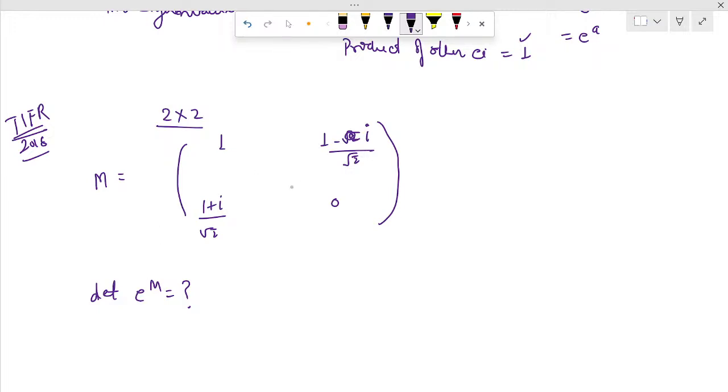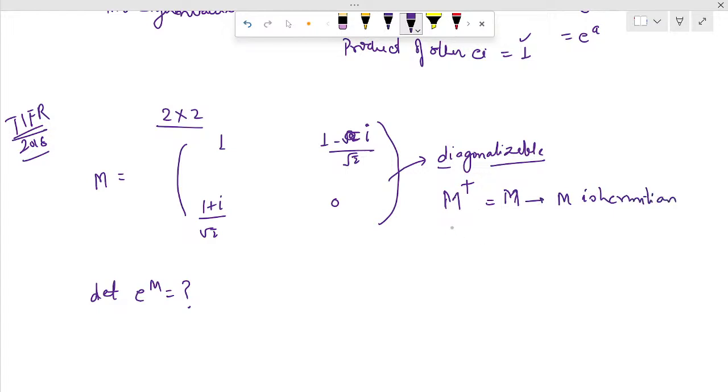So clearly, if I use this, and see this particular matrix is diagonalizable by the way. Why? Because diagonalizability I have not discussed, I'll discuss it sometime later. If I take the conjugate transpose of M, what am I going to get? The same matrix. So clearly this is a Hermitian matrix. And if a matrix is Hermitian, then it can be reduced to a diagonal form.